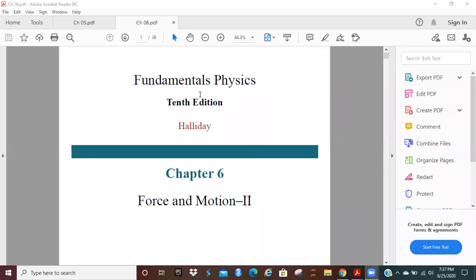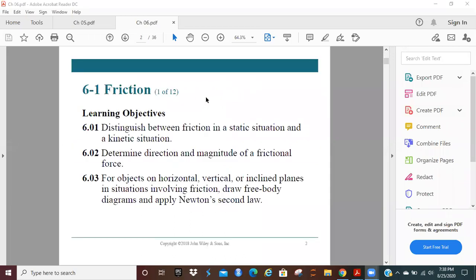Okay, so let's go ahead and go over chapter 6, and we'll continue on with discussing force and motion. Can everybody see the slides here? Yeah. Okay. Good.